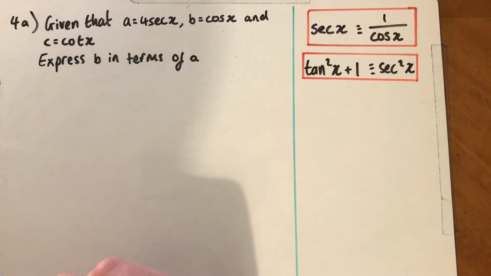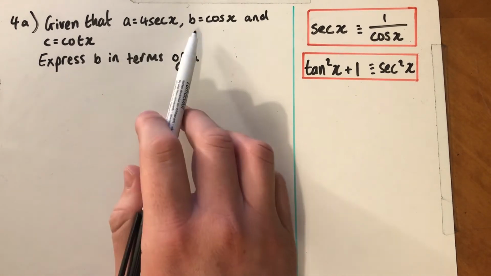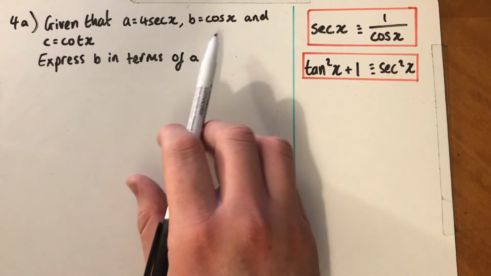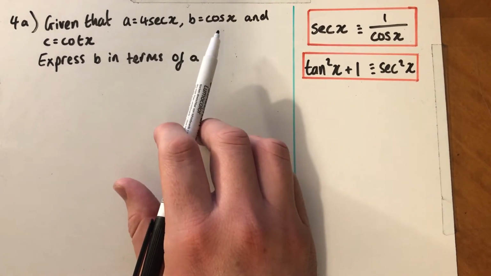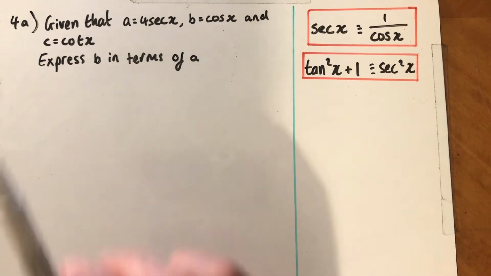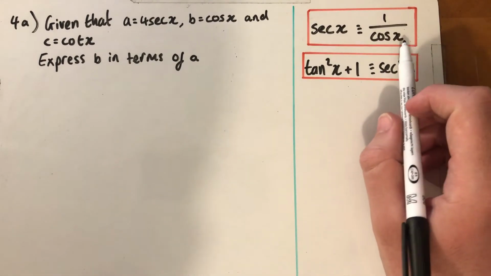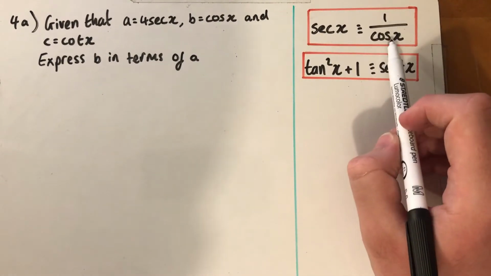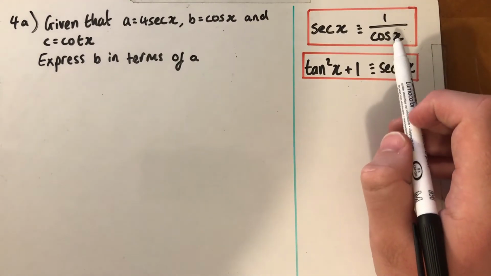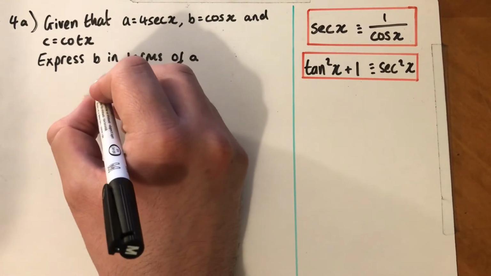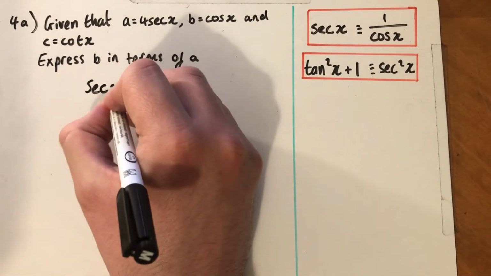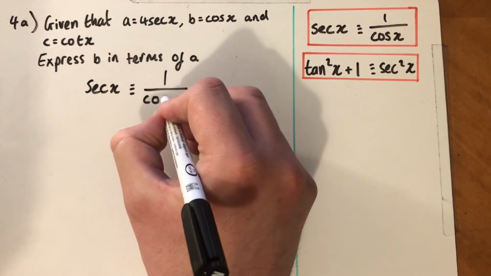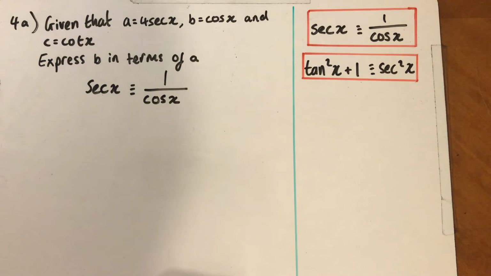Okay, so how do we relate a and b? Well, you should see that a involves sec and b involves cos. So you should be familiar with this identity here, Q layer 1. You should know that sec x is identical to 1 over cos x. Okay? So we can write that here. Sec x is identical to 1 over cos x.